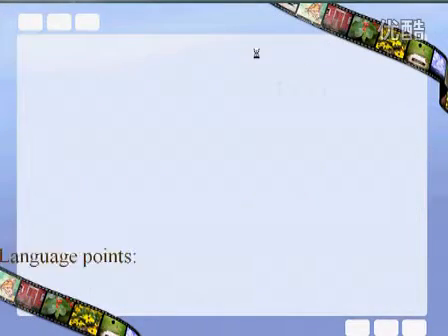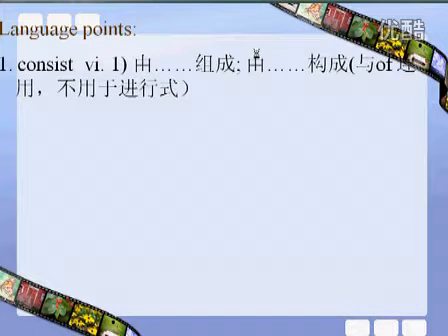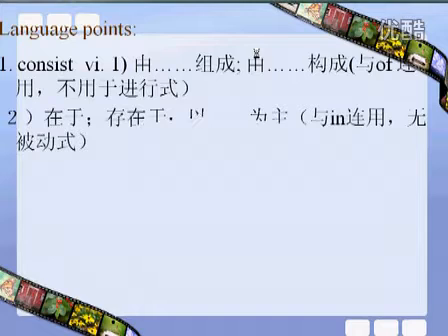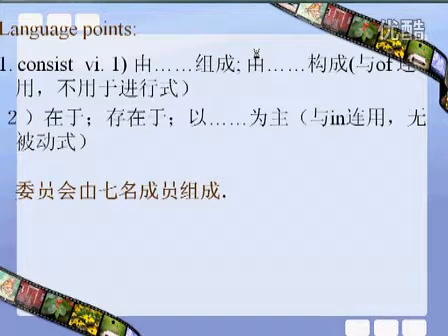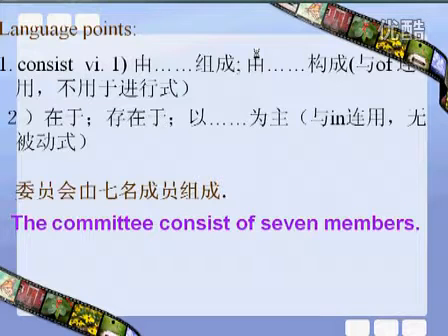Now, look at some language points. We have learned some language points. Okay, now look at this. 下面呢是一些我们前面谈到过的语言点，我们再回顾一下。First one, consist 由什么什么组成，由什么什么构成。与 of 连用时呢不用于进行时。consist in 在于，存在于，以什么为主，与 in 连用时无被动形式。For example, 委员会由7名成员组成。The committee consists of 7 members.